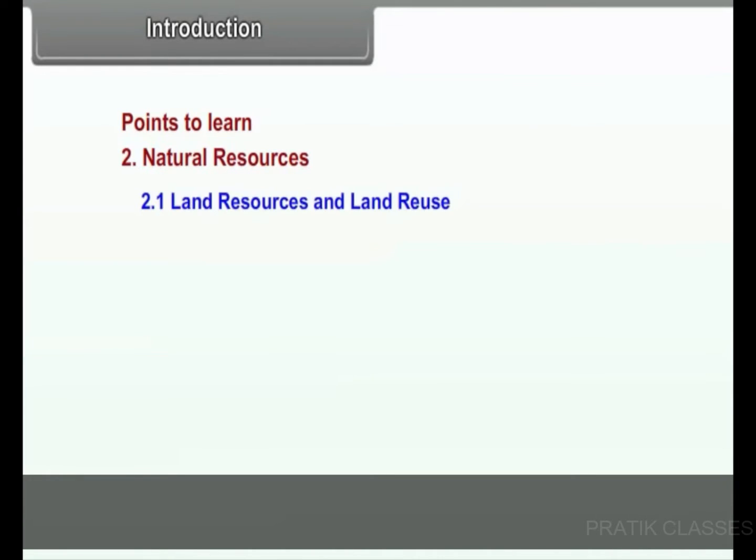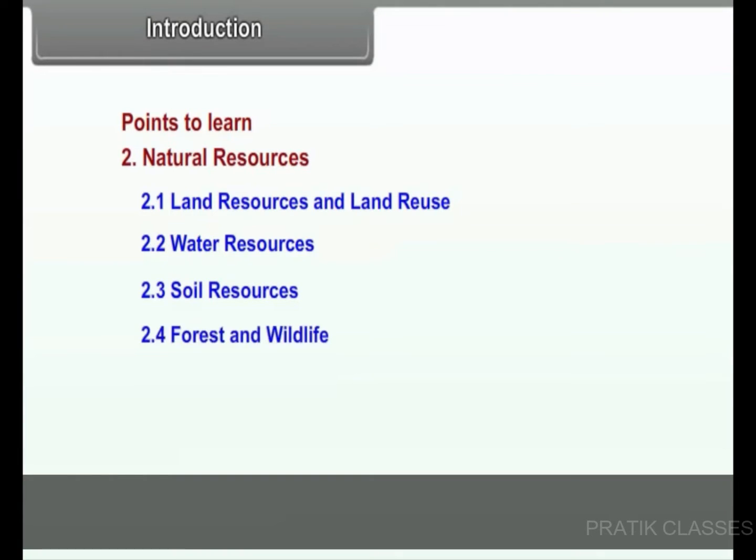Chapter 2. Natural Resources. Points to learn. Natural resources. Number 1. Land resources and land use. Number 2. Water resources. Number 3. Soil resources. Number 4. Forests and wildlife. Number 5. Mineral resources.